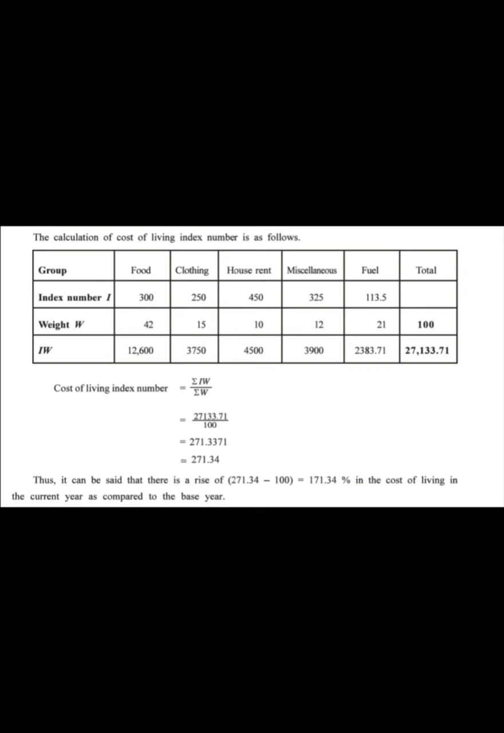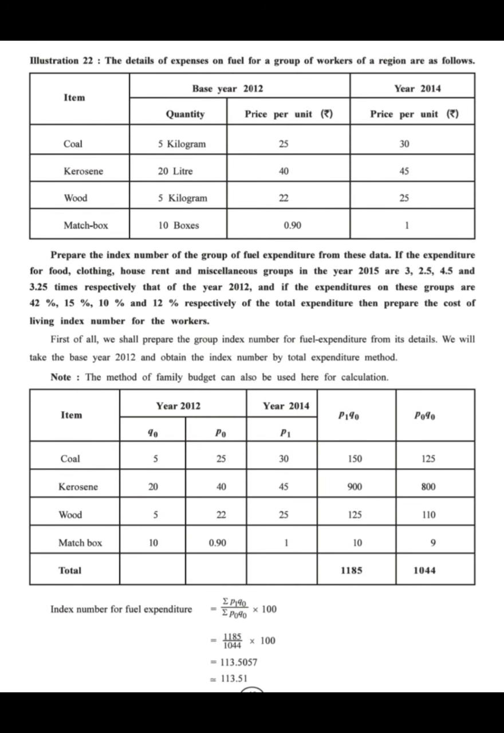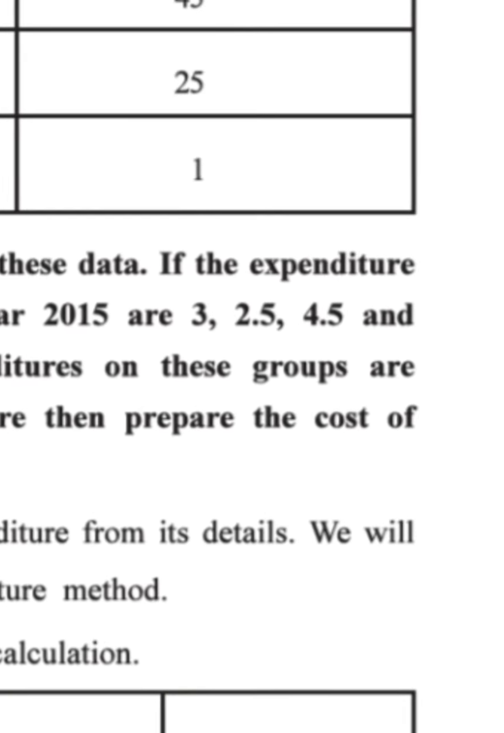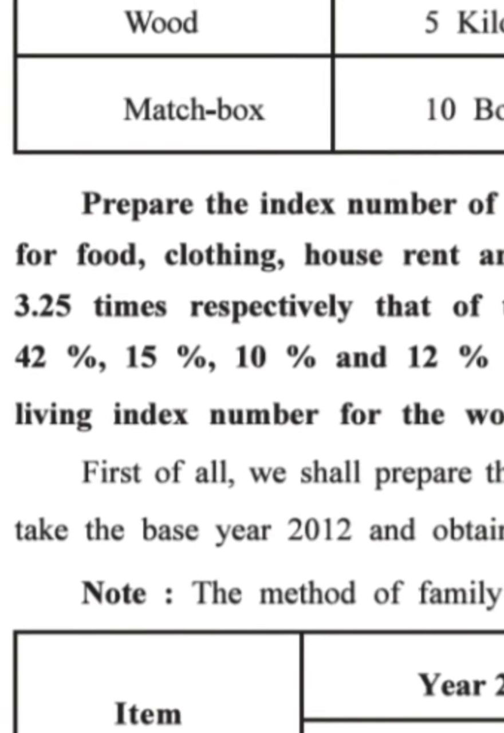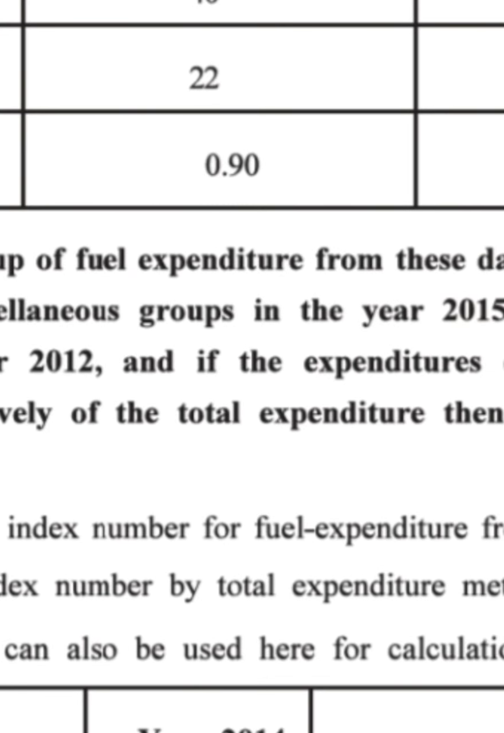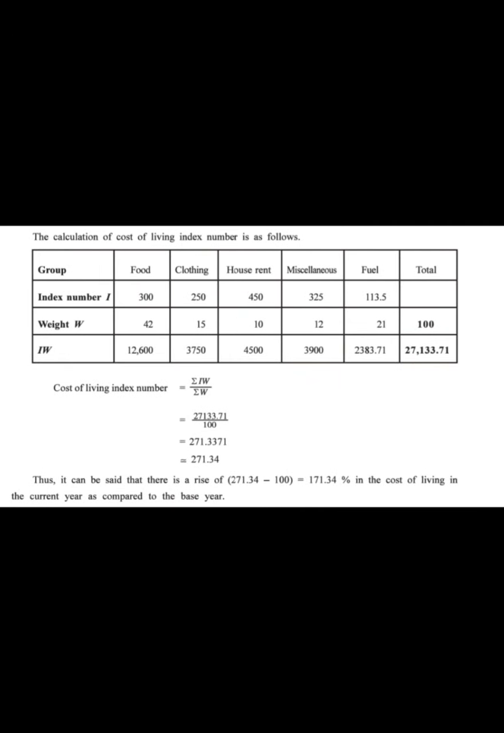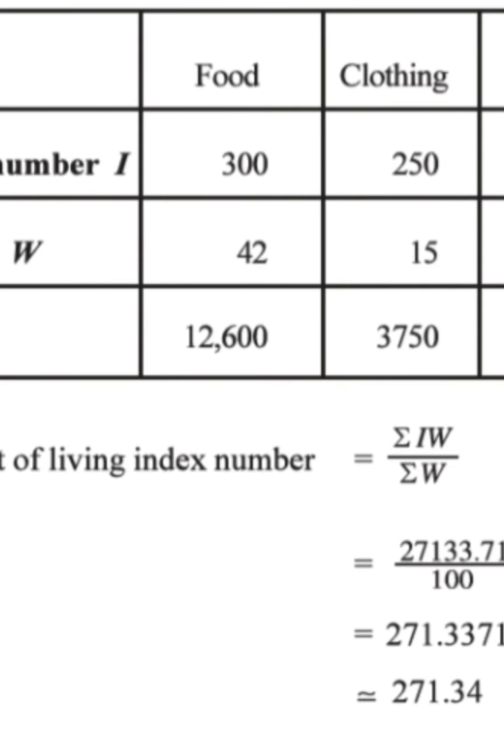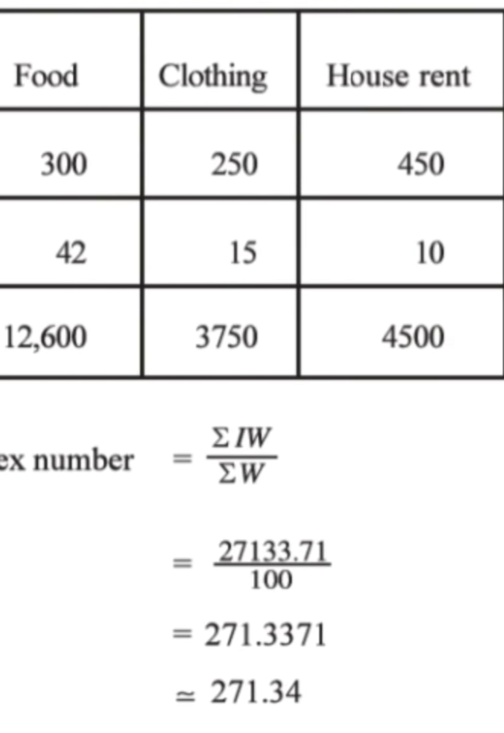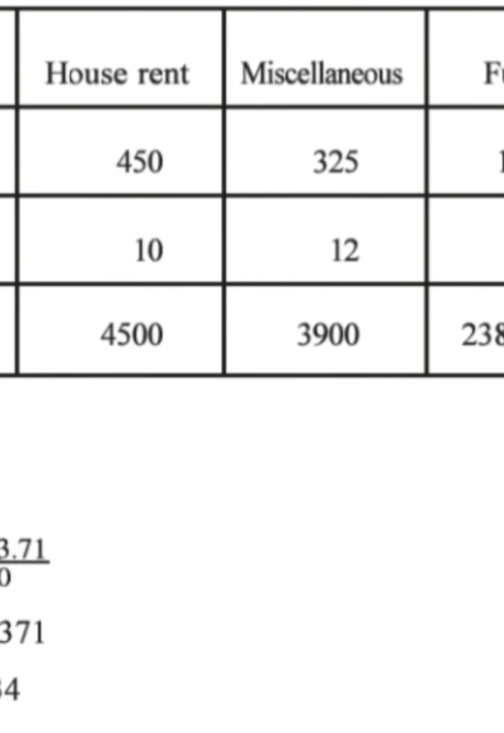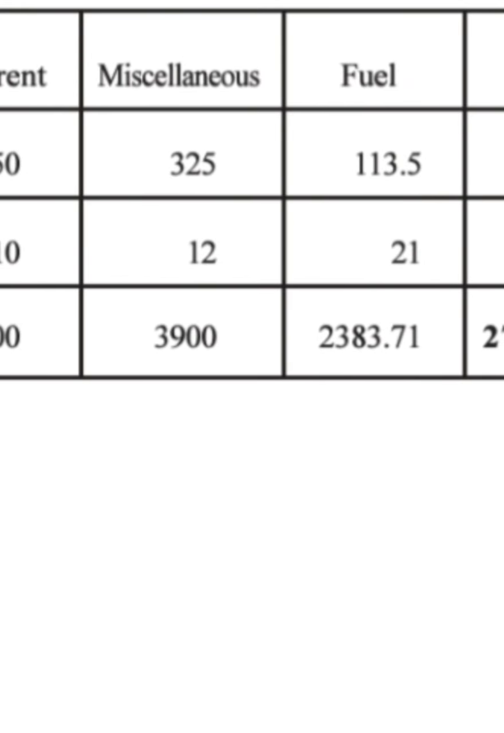Then the weights, that is the importances, have been given to us. They have told us that the expenditure on these groups is 42%, 15%, 10% and 12% respectively of the total expenditure. Those are the weights. For food 42, for clothing we write 15, for house rent 10, and for miscellaneous 12. These are the percentages of the total expenditure.